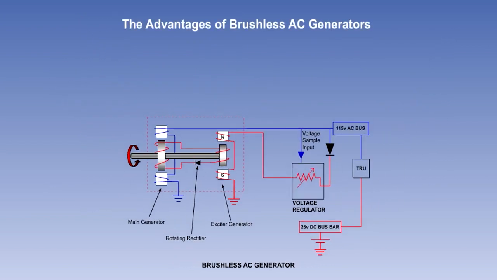Because, as their name implies, brushless AC generators have no brushes, they are more reliable than brushed AC generators. And they can also have a higher power-to-weight ratio.